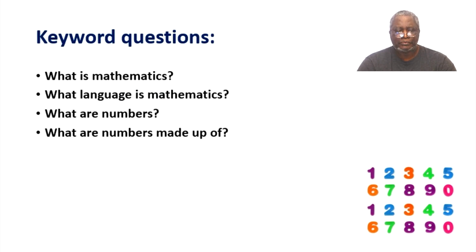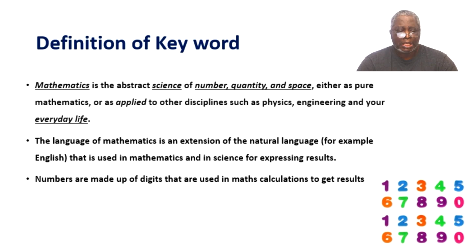What is mathematics? What is the language of maths? What are numbers? What are numbers made up of? We'll look at the definitions in detail now. Mathematics is the abstract science of number, quantity, and space, either as pure mathematics or as applied to other disciplines such as physics, engineering, and your everyday life. We will leave the abstract aspect of it and just focus on what we can do with maths in everyday life.